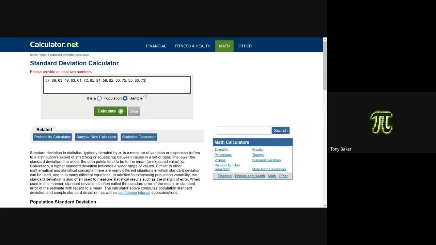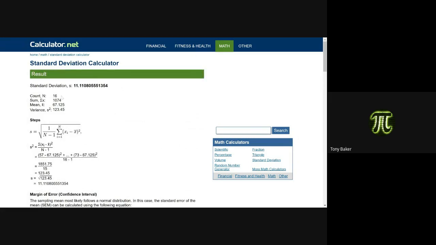So we have numbers put in, we have a sample, calculate. Make sure your count comes out right, it's still 16. So we've typed them all in there. My standard deviation is 11.1, and my mean is 67.1. So my n is 16.